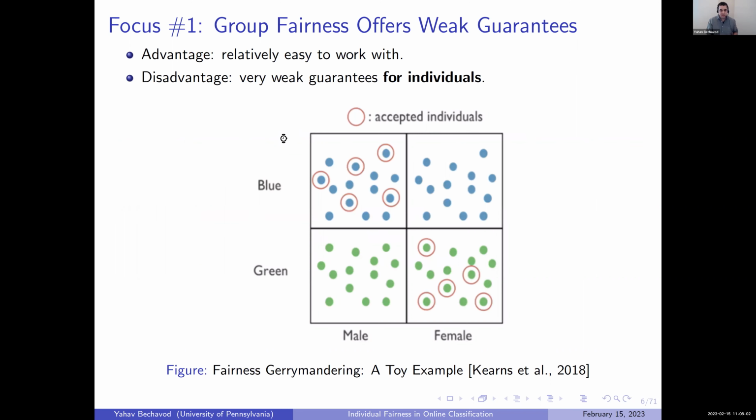And this is a toy example from the Kearns et al. paper, delivering this point very nicely. You can see that if you look at the percentage of accepted individuals, and you look at blue versus green individuals or male versus female individuals, then the ratio is maintained. But if you look at combinations of these features, you can see that green males or blue females never get accepted, and this breaks as you look at the finer level.